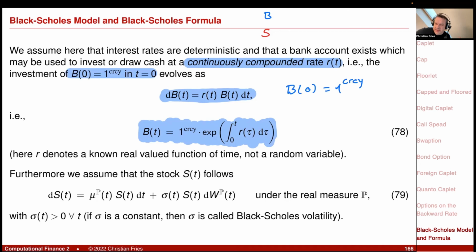So what is my model for S? In the Black-Scholes model, S follows a lognormal dynamic. It is an Ito process, dS = mu S dt + sigma S dW, with W the Brownian motion and sigma larger than 0. If sigma is a constant, it's called the Black-Scholes volatility, but we can later derive an equivalent constant quantity, the Black-Scholes volatility, even for the case where sigma depends on time.